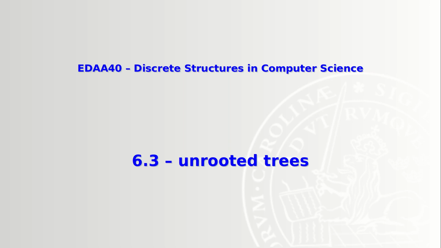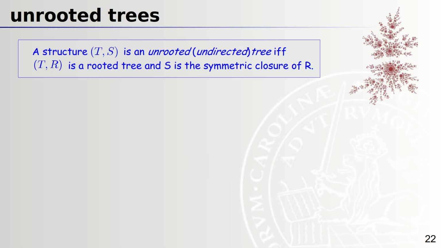Hi, in this segment we shall look at a particular tree-like graph structure that isn't strictly a tree in our definition, but that is very closely related to it: unrooted trees. An unrooted tree is defined as what you get when you take a tree and add the inverse of its link relation to it. Or in other words, an unrooted tree is a graph whose edge relation is the symmetric closure of the link relation of a tree.